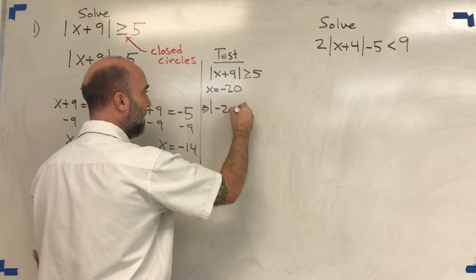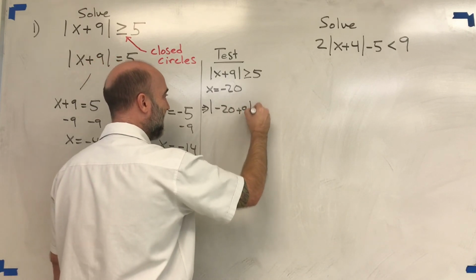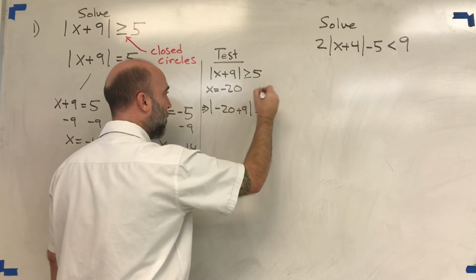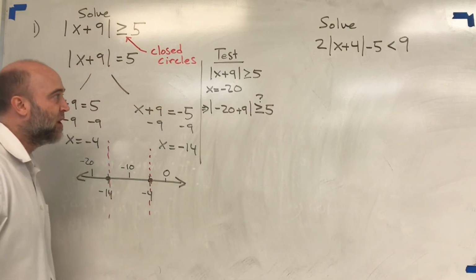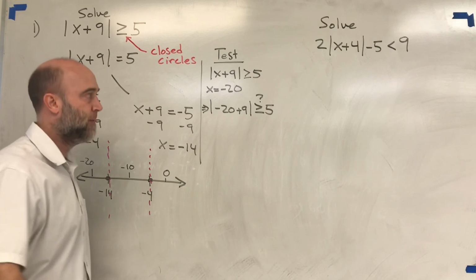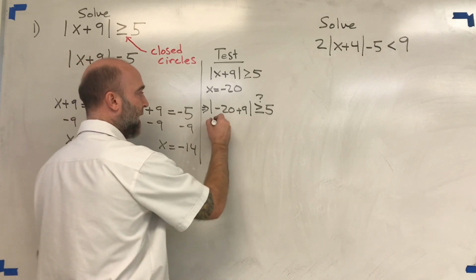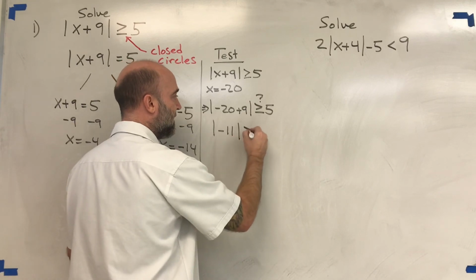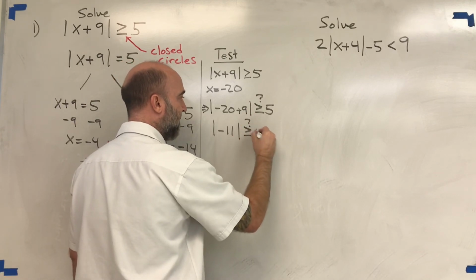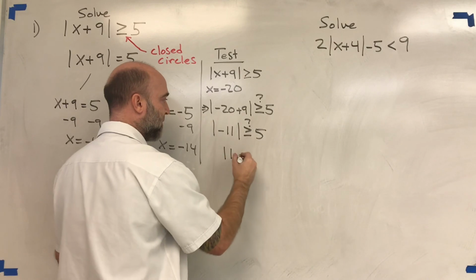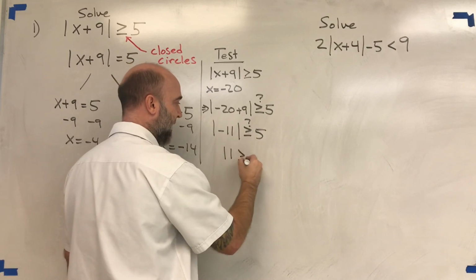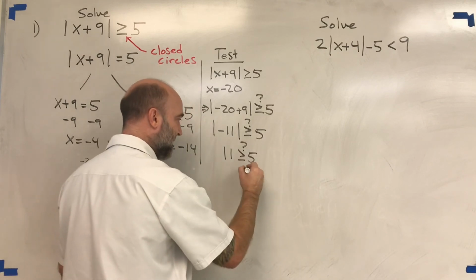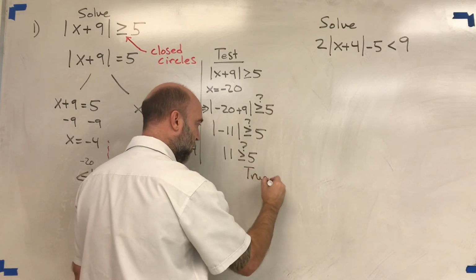Absolute value of negative 20 plus 9 greater than or equal to 5. This is a question that I'm asking. I like having that question mark because I want to know, is this true or false? So when I calculate this, that's negative 11. Is that greater than or equal to 5? Well, the absolute value of negative 11 is 11. Is that greater than or equal to 5? And yes, it is. That is true.